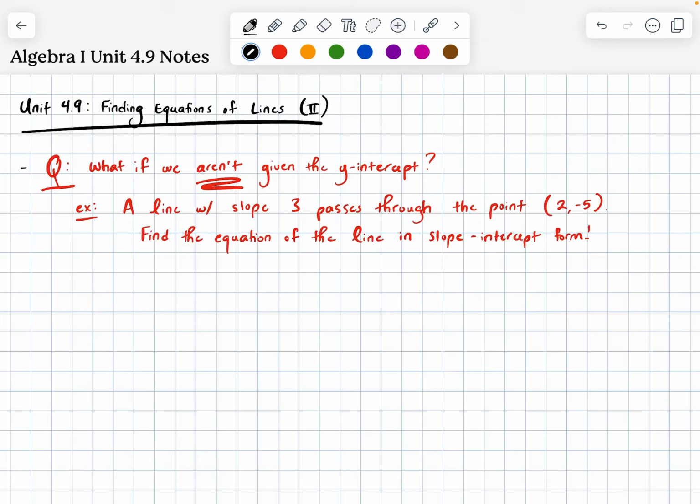So for example, a line with a slope of 3 passes through the point (2, -5). We want to find its equation in slope-intercept form. So, give yourself a little bit of space. We're going to come back and answer this question.